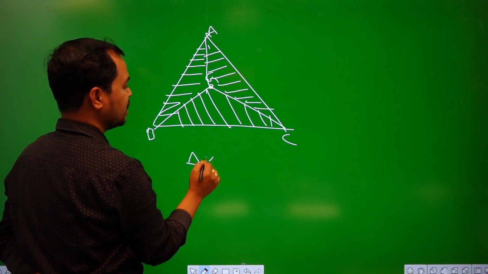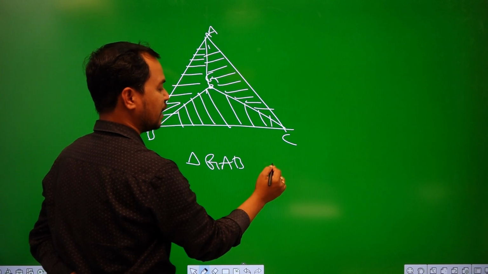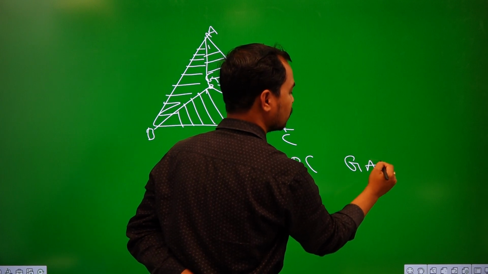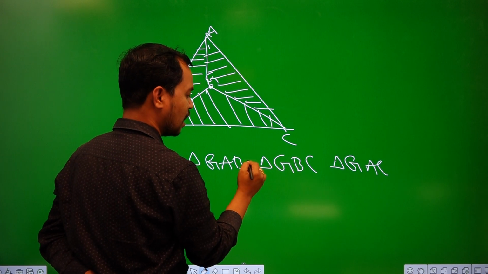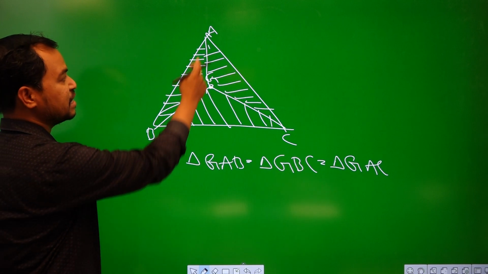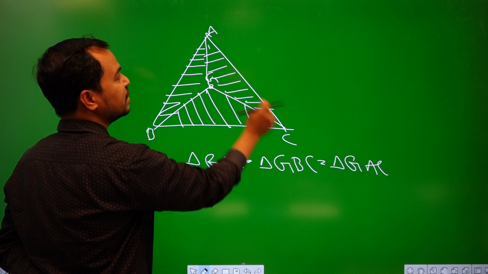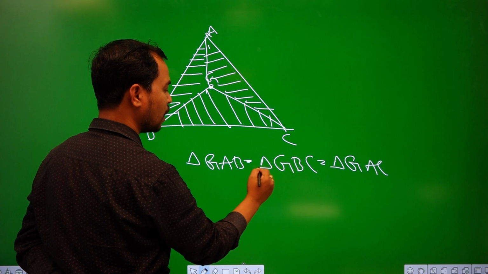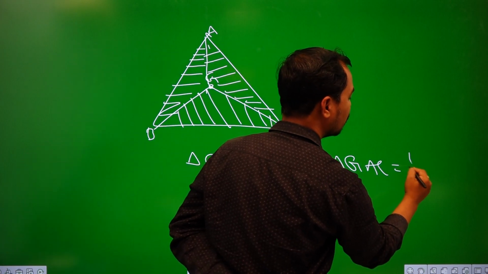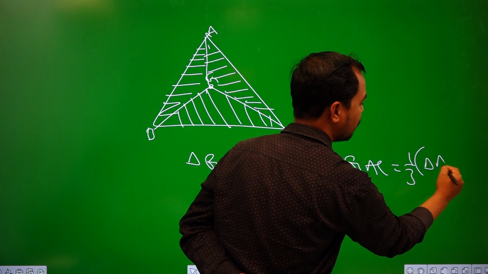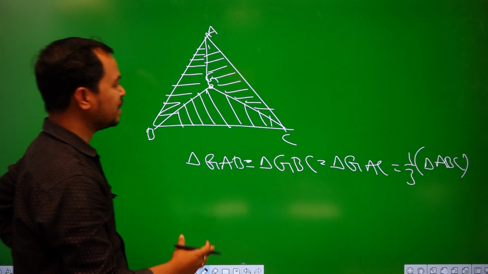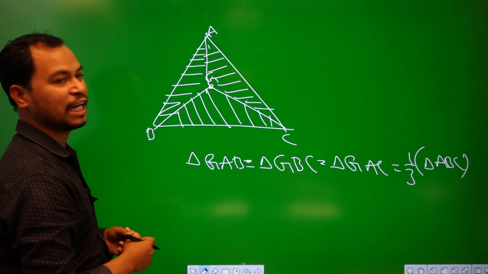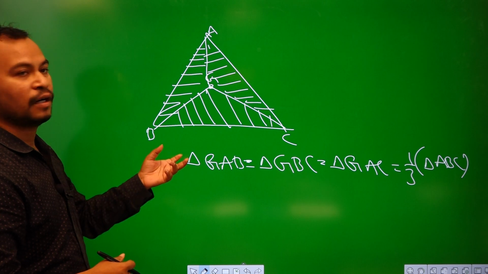Here you can see there will be 3 smaller triangles: triangle GAB, triangle GBC, triangle GAC. All these are equal in area. GAB area, GBC area, GCA area are equal, which means G divides the triangle into 3 equal pieces, and each is equal to 1/3 of the full triangle ABC. So this is one of the properties of the centroid.